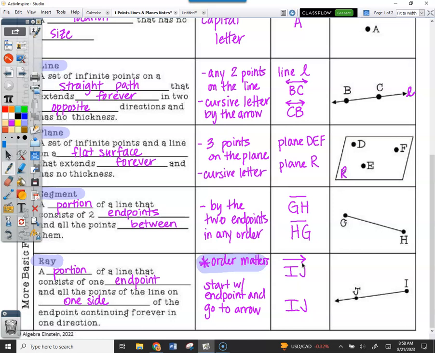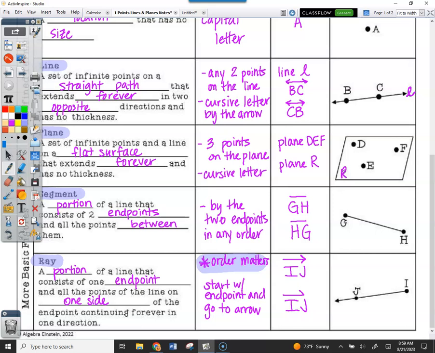Sometimes I try to do that, but sometimes I naturally do this. I don't know why, but it kind of looks like a hook. But this is to say I start at I, and then there's an arrow on J. You pick which one you like, it doesn't matter, okay? But what did not change? What do you notice was the same on both of them? The order of the letters, and that's because it's a ray, which means order matters, it's picky.